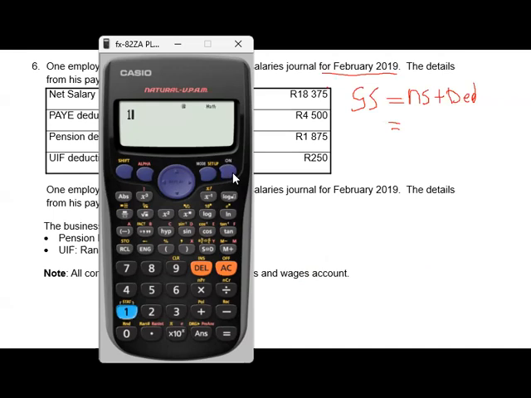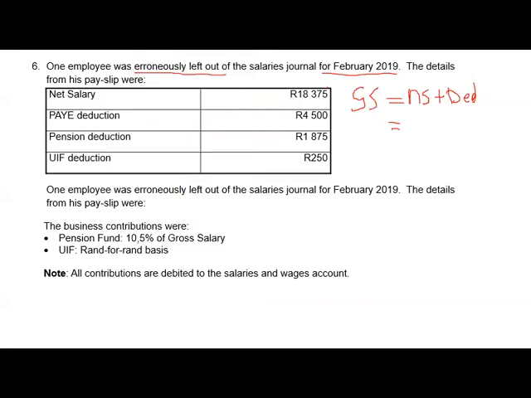I'm going to take that 18,375, add 4,500, add 1,875, add 250, and I will get 25,000. So what do I do with this gross salary? Guys, gross salary is what we call our actual expense for employing this person, okay?